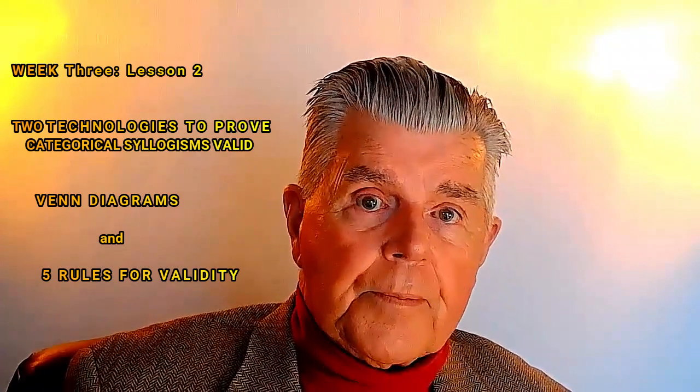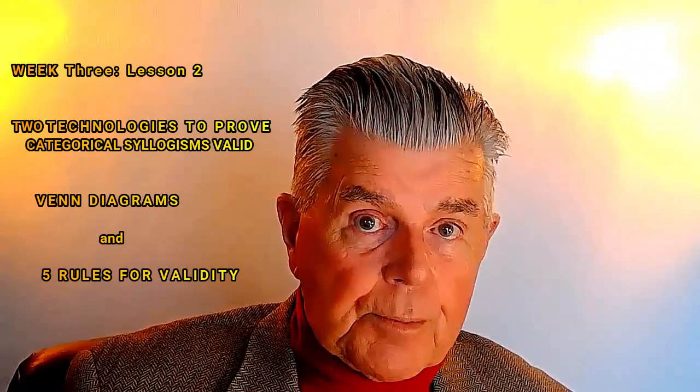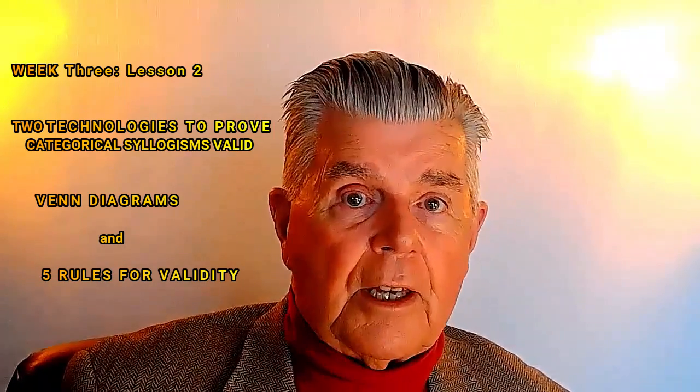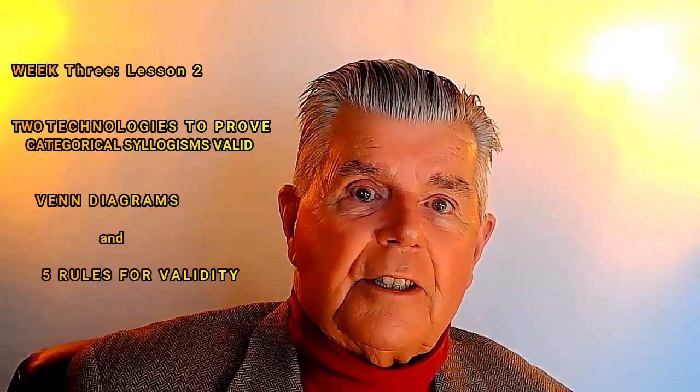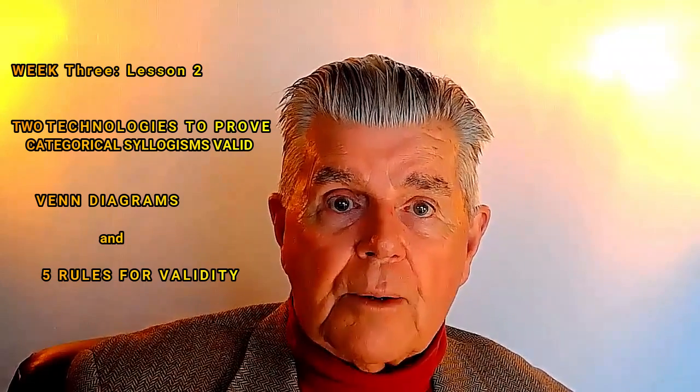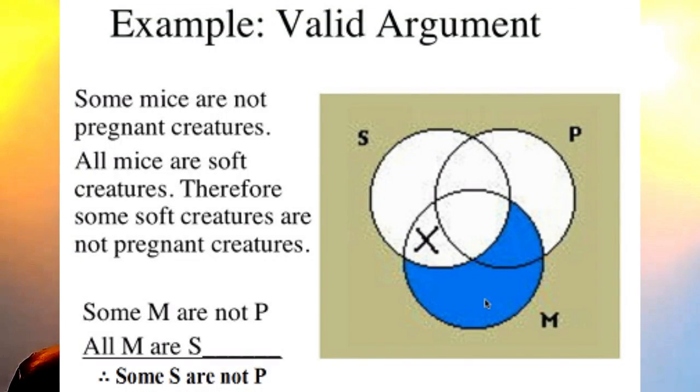Now we know that out of the 256 permutations and combinations of A, E, I, and O, combined into a 2-premise single conclusion argument, a syllogism, only 15 of them are valid. We're only looking at the first 5. So we're going to show you how to make a Venn diagram.